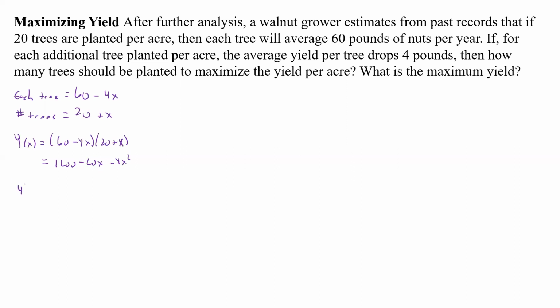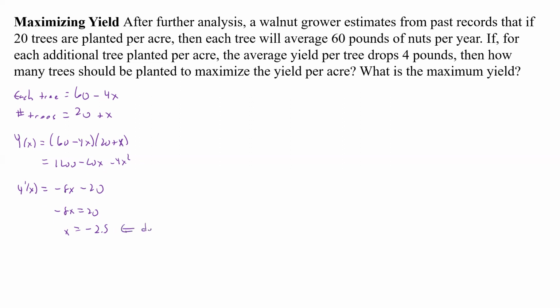So then what is y prime of x, or our first derivative? Well, if we write it in decreasing order, that's minus 8x, and then minus 20. Now set that equal to 0, so we'll have minus 8x equals 20, or x is equal to minus 2.5. Okay. Now, how do we plant negative 2.5 trees?